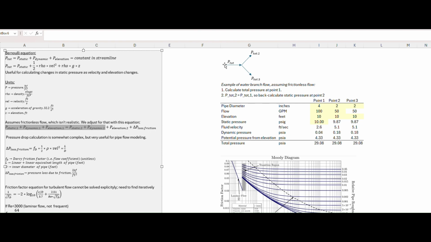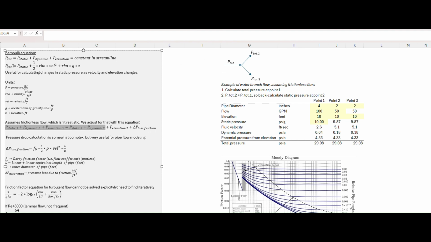So a streamline is just any continuous route that you can trace a fluid. So it could be one end of a pipe to another. It could be from one pipe and then branching into another pipe. As long as you can draw a continuous line that fluid flows along, you can apply the Bernoulli equation and that total pressure should be constant.